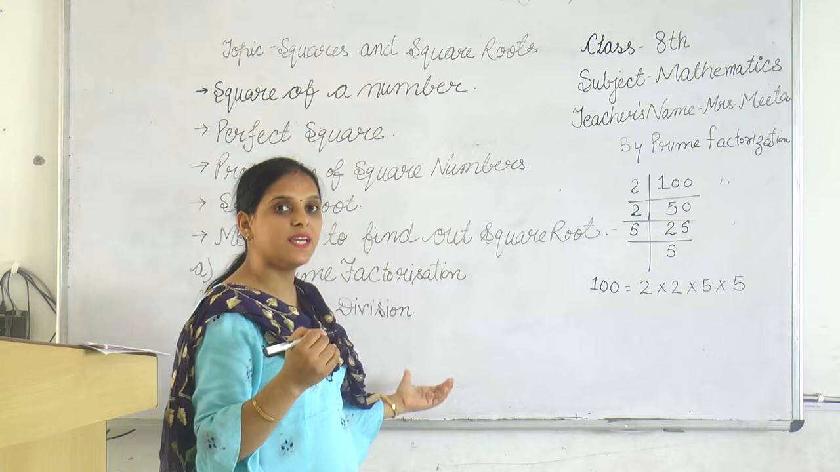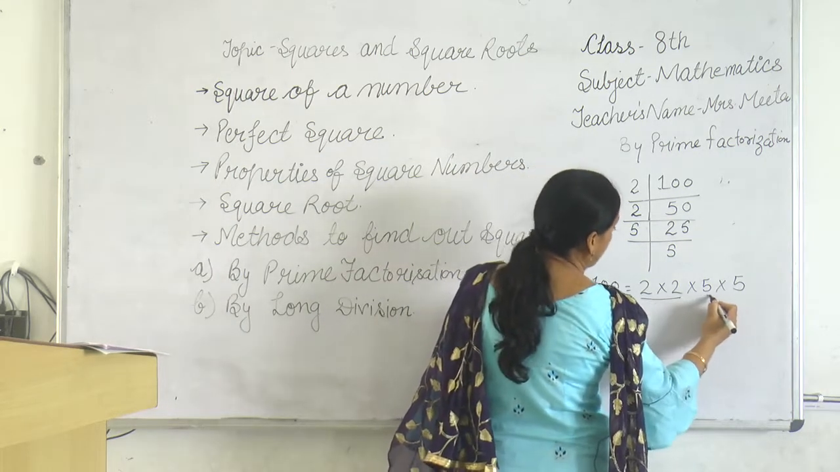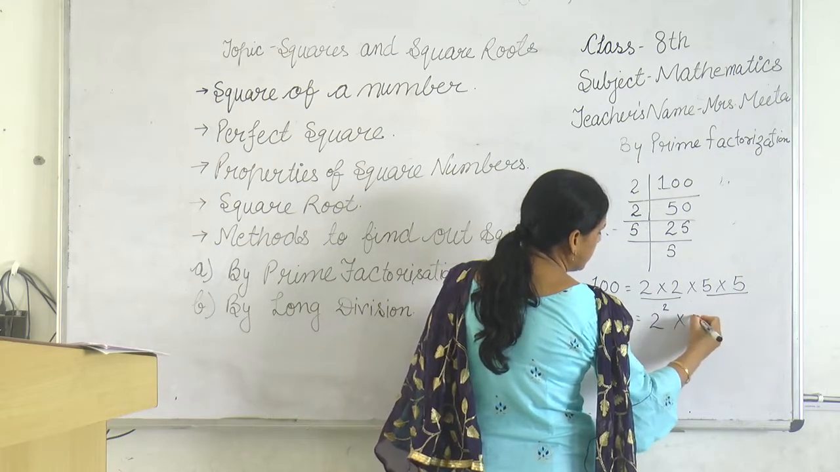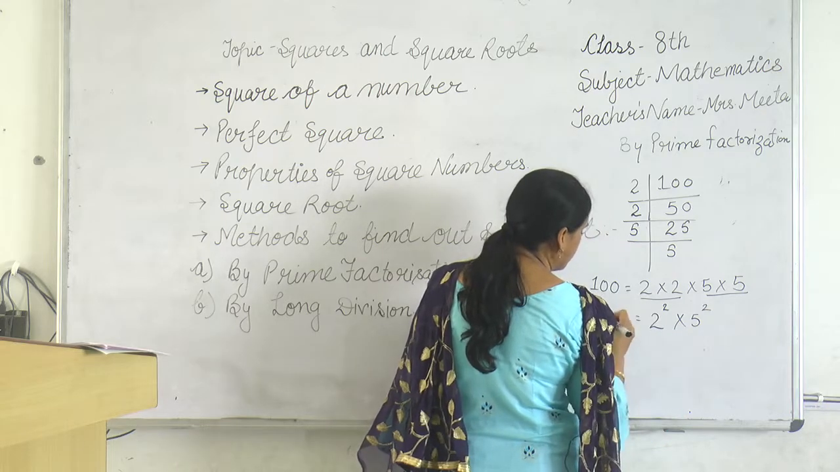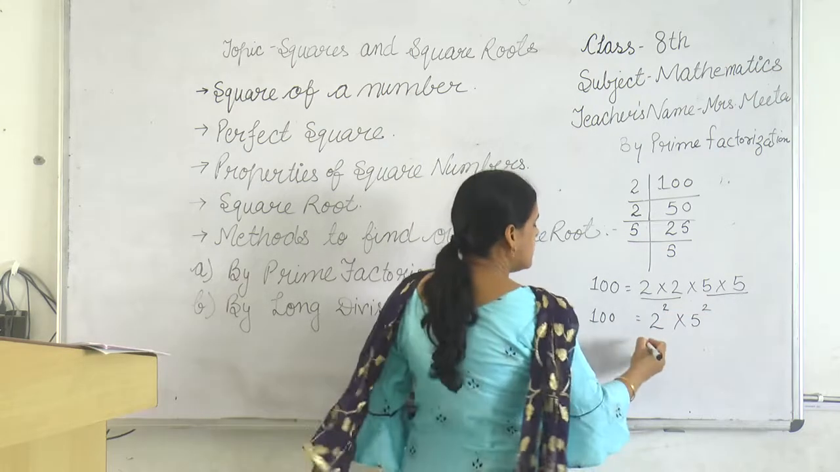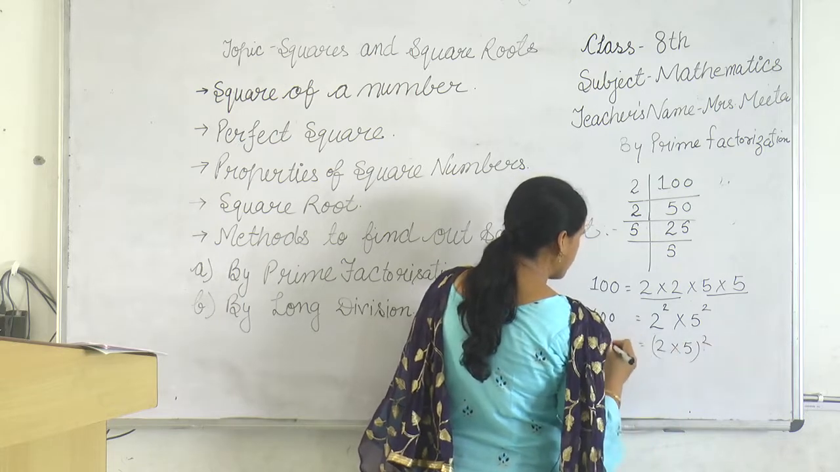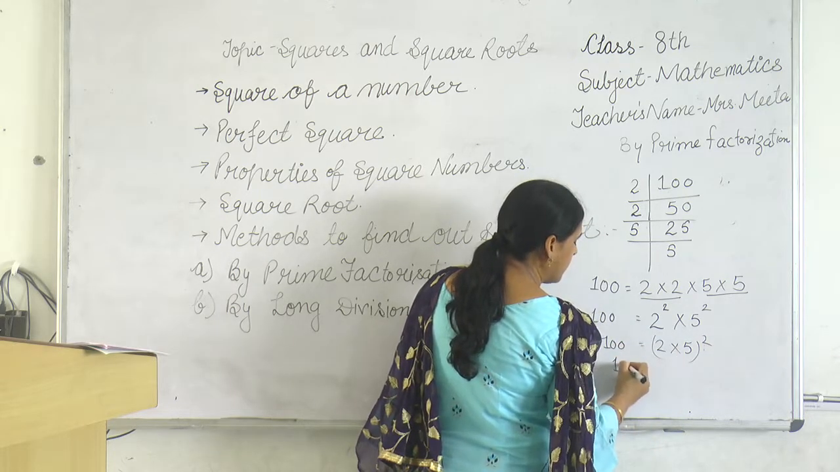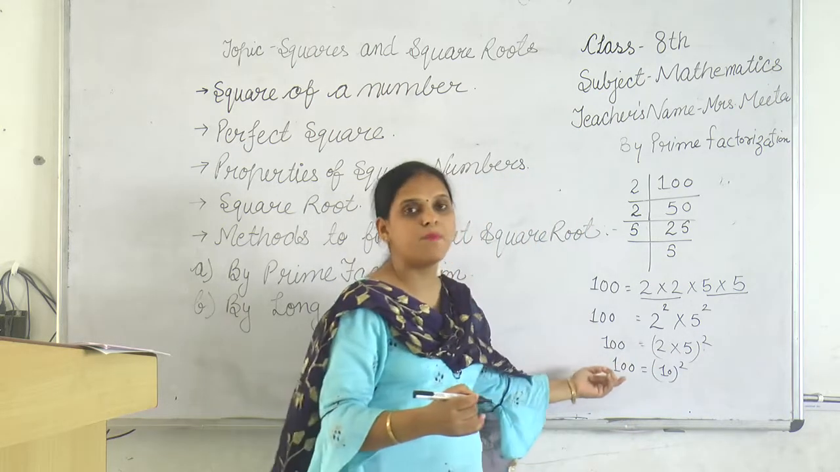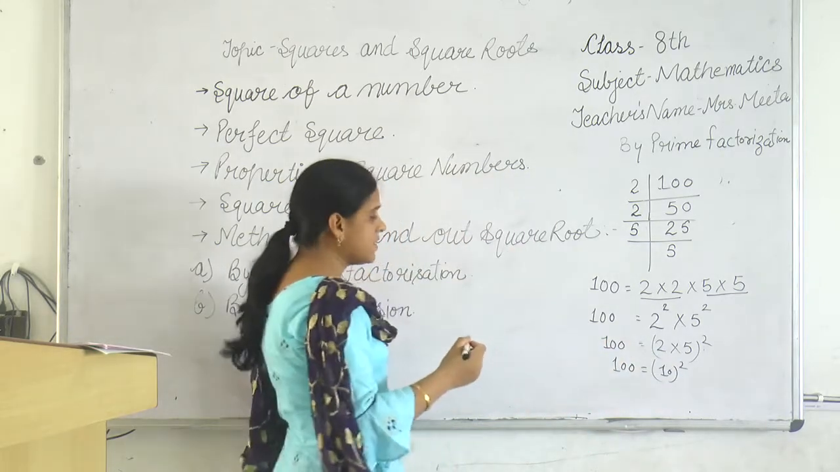We have to find the square root, meaning a number multiplied by itself. So we have to make pairs of two numbers. The numbers should be the same. We can write this as 2 square multiplied by 5 square, that is equal to 100. By the power law, we can see that the powers are the same. So we can write this as 2 multiply 5 raised to power 2. It will be equal to 100. Now 100 is equal to 10 square, meaning we can write 100 is the perfect square of the number 10. This method is called the prime factorization method.